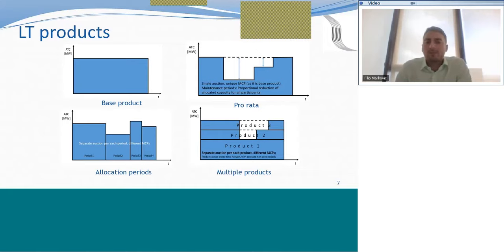Multiple products are mostly used on Greek borders. There are also separate auctions for each product, and the products cover the whole time horizon. Again, a different price for each product.